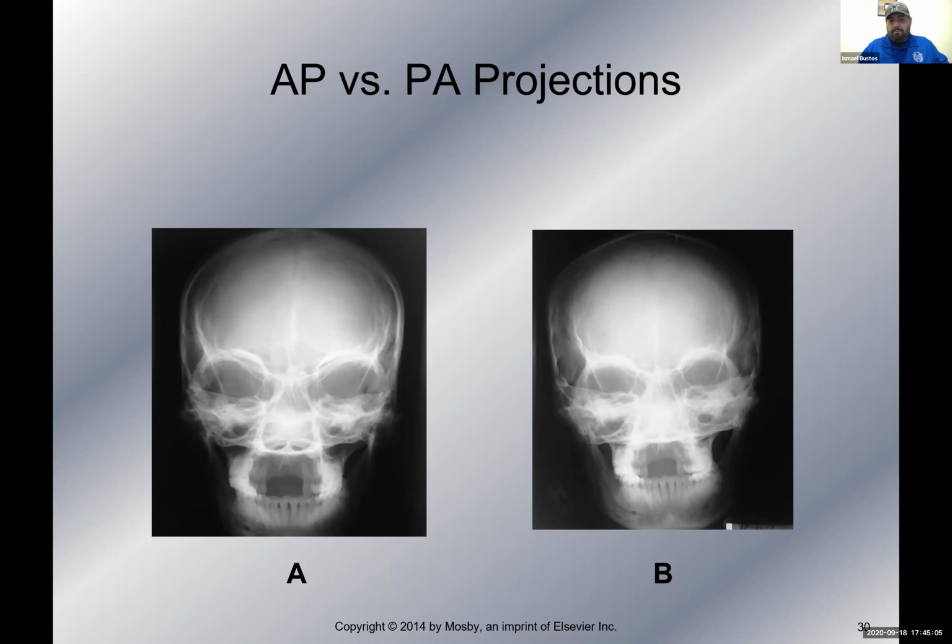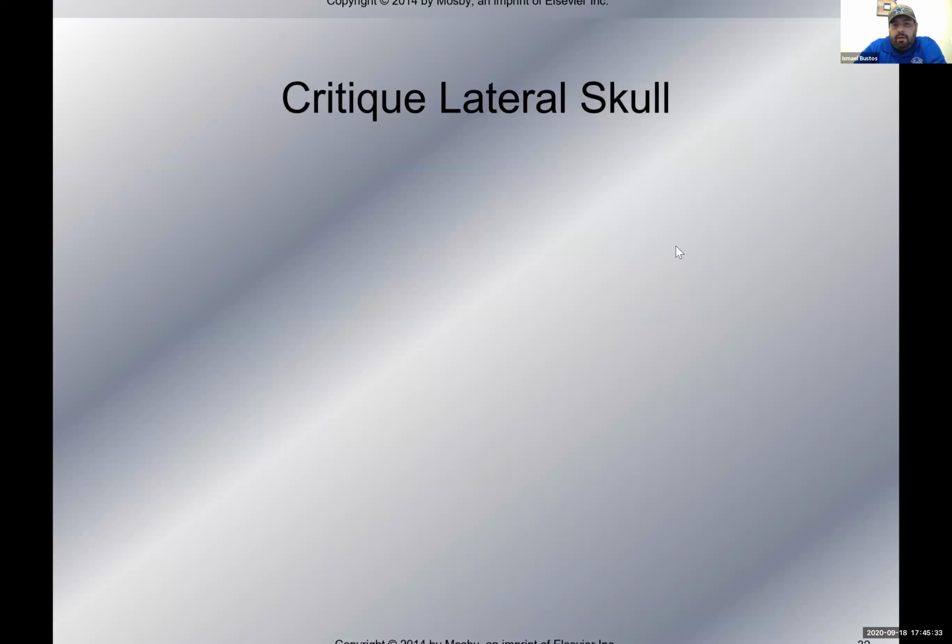So if you're asking which one's AP versus PA, AP is going to be A, and that's because the orbits are bigger. So you pay attention to the orbits. They got wide eyes, looking at you like this, because they're further away from the image receptor, so they're going to be magnified. This B is a PA. They're smaller. They're closer to the image receptor, less magnification. Okay, so that's how you tell PA versus AP for the orbits.